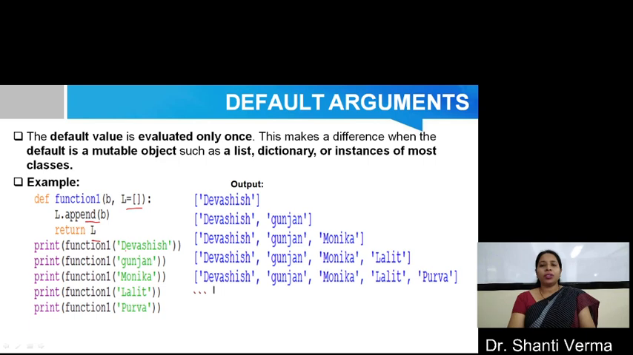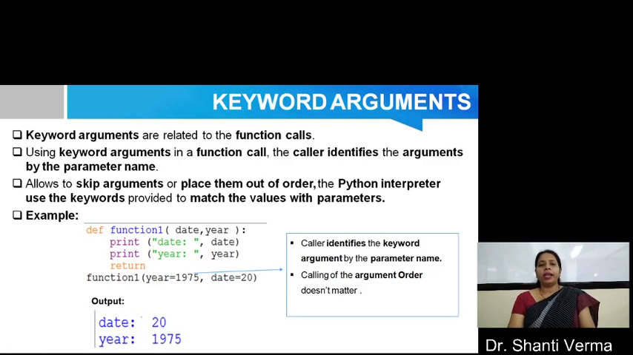In the first function call, the value appended is Devanshi, second Gunjan, third Monica, fourth Lalit, and fifth Purva. So these are all values, in one instance one value is appended to the list and printed as output. Now let's discuss keyword argument. Keyword arguments are related to function calls, and with keyword arguments in a function call, the caller identifies the argument by the parameter name, not the value.